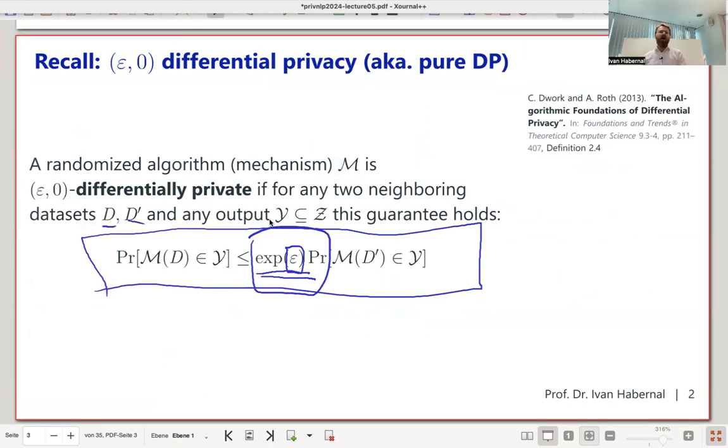How large should the epsilon be? Well, depending on the utility they want to achieve, or depending on the privacy strength. And again, this is a trade-off. So you have to trade one for the other.